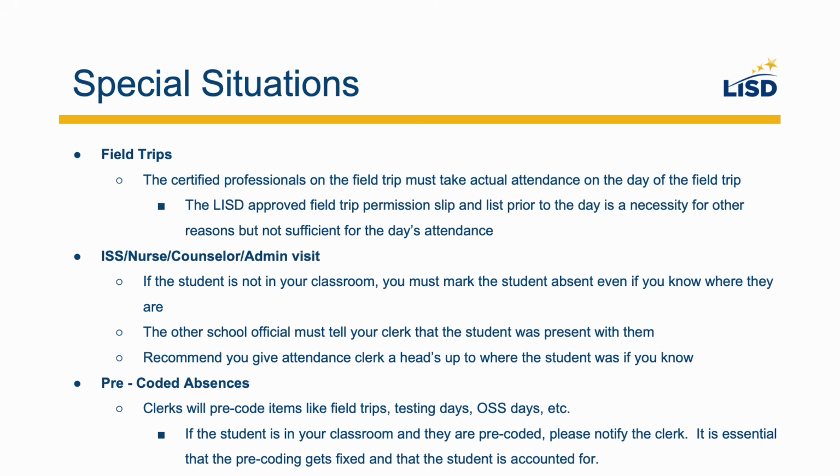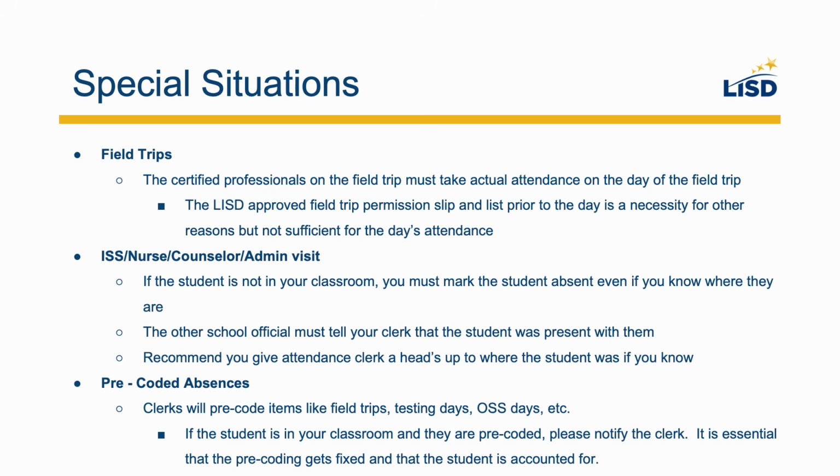Another example of special attendance situations are when a student is with another school official at the school. If the student is in ISS or with a nurse, counselor, or admin, for example, then the classroom teacher would mark them absent, and the other school official is required to tell the attendance clerk that the student was physically present with them. If you know where a student is located, it is always a good idea to let the clerk know. When communicating a special attendance situation, the student ID, name, period, and attendance code should be sent to the attendance clerk. All items are required to make sure that the right coding is assigned to the right student.